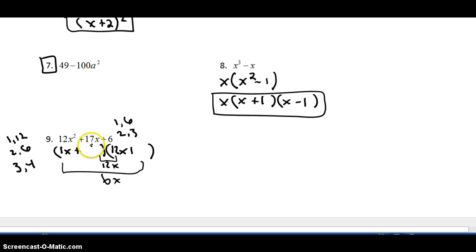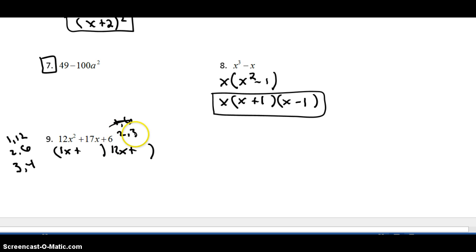But what if 6 could go here and 1 goes here? Well, we can see right away that's not going to work. Because 6 times 12 becomes 72. And then this 1 times this is 1. But 72 plus 1 is way too big. All right? So I know this is not going to work. So what does that mean? That means my 1 and 6 never could work.